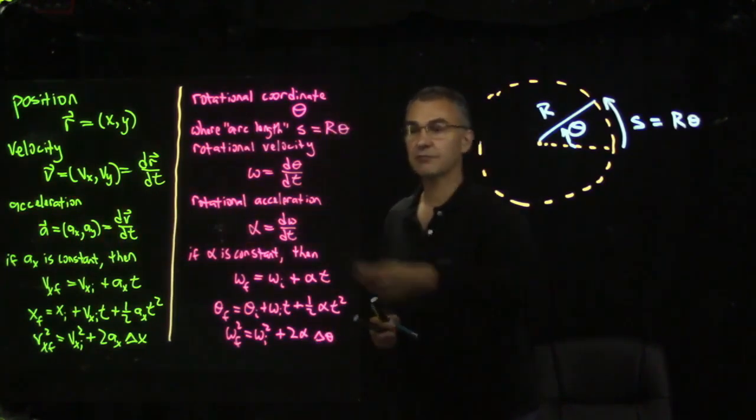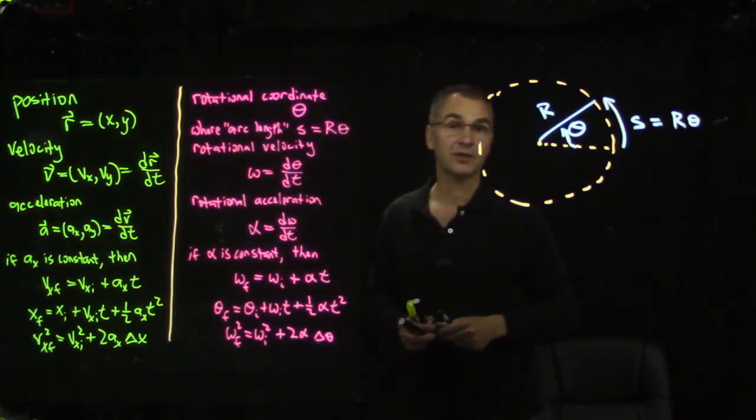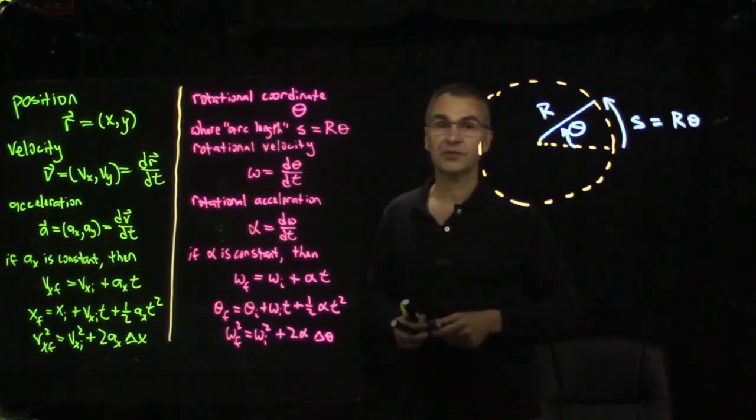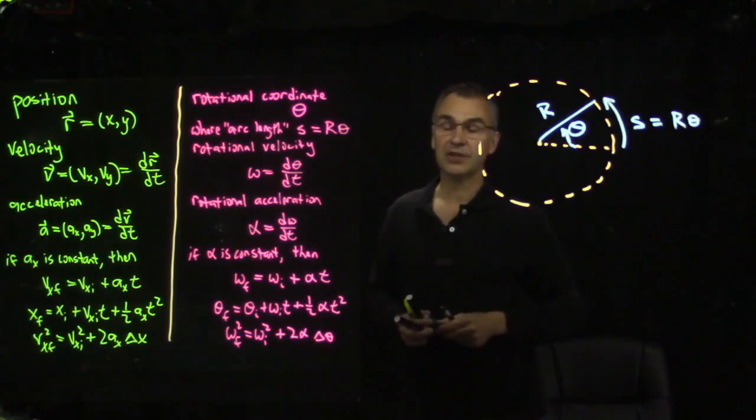Now in chapter 11 we have rotational acceleration. This is brand new right now. You're seeing it for the first time. We use the Greek letter alpha, lowercase alpha, for rotational acceleration. Alpha is the rate of change of omega.